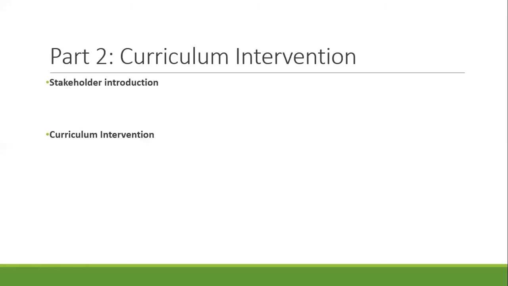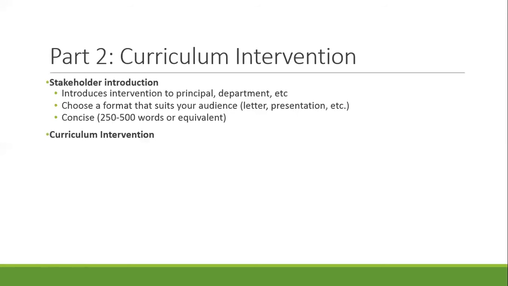There are 2 components to this part of your intervention: your stakeholder introduction and your curriculum intervention. Your stakeholder introduction is designed to introduce your intervention to your principal, to your department, to the committee to whom you're proposing it, and so forth. You should choose a format that suits your audience. If that's a letter, if that's a presentation, if that's an email, this is something that should be concise, 250 to 500 words, and written in the tone that you would use when talking to the people to whom you would present this.